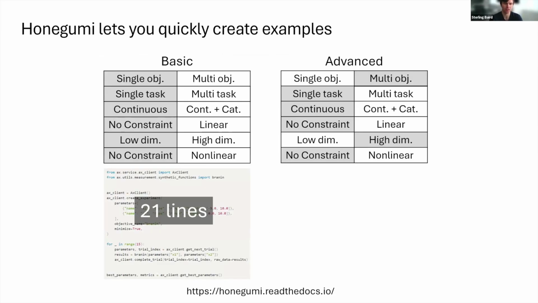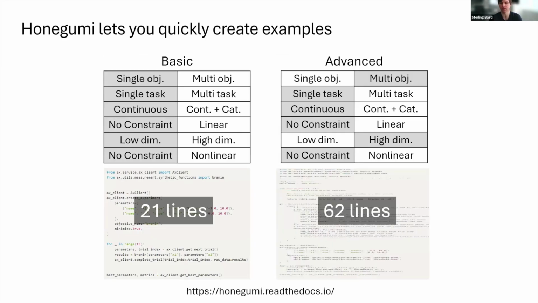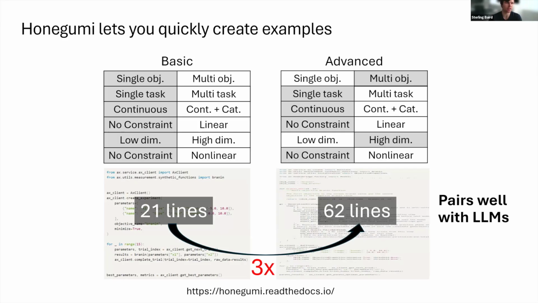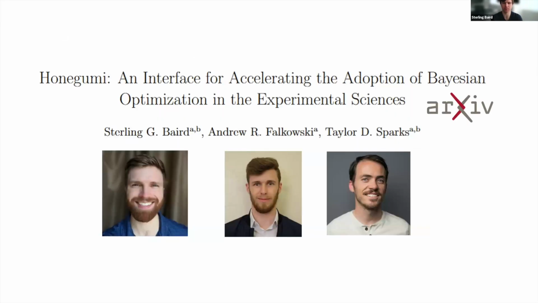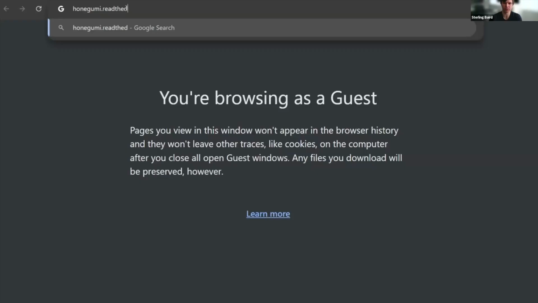So on the left here, we see that we have 21 lines for this vanilla BO problem. We move to something that's multi-objective and high-dimensional, and we jump up to about 62 lines for this. So there's more complexity, changing APIs when we move to this other regime. And this kind of approach pairs well with large language models. So here we have a preprint soon to be published, Honegumi, this interface for accelerating the adoption of Bayesian optimization in the experimental sciences. And I'll close out with a video just showing the tool itself.